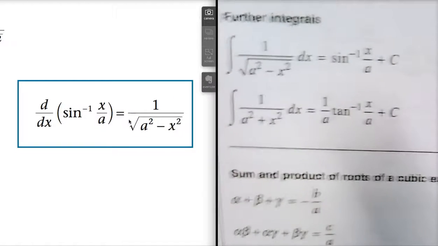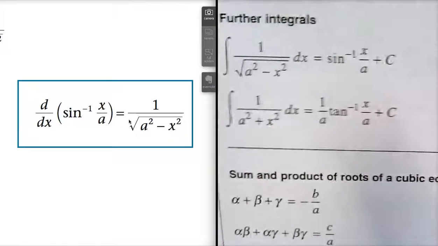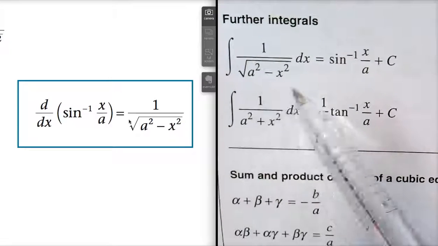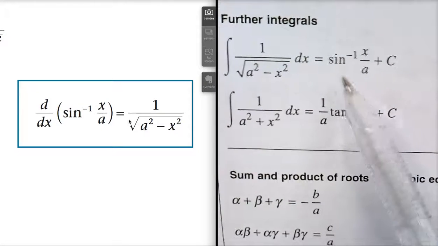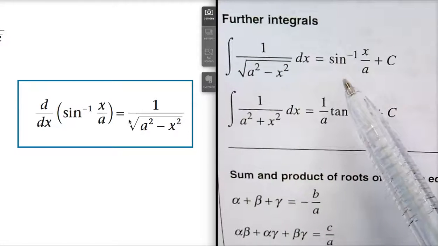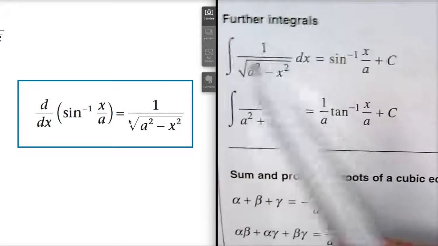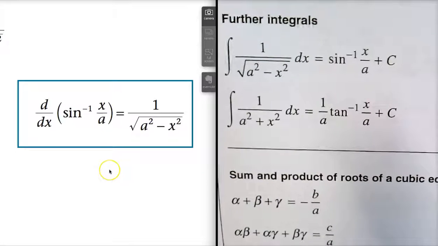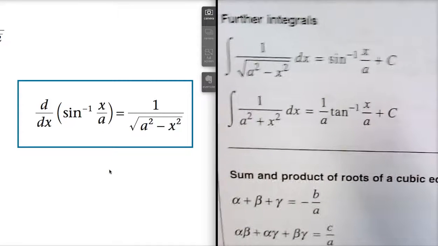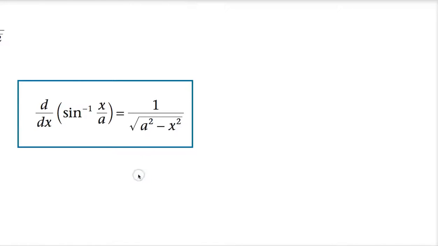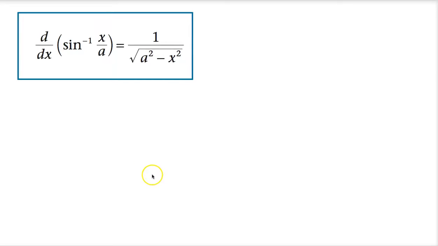What is on the formula sheet is the integration. So just locating that. If you integrate 1 over the square root of a squared minus x squared, then you'll get the inverse sine of x on a plus c. So if you differentiate inverse sine of x on a, you get 1 over the square root of a squared minus x squared. Okay? So that rule is there, but you need to look at the integrals to find it. All right. Written it?